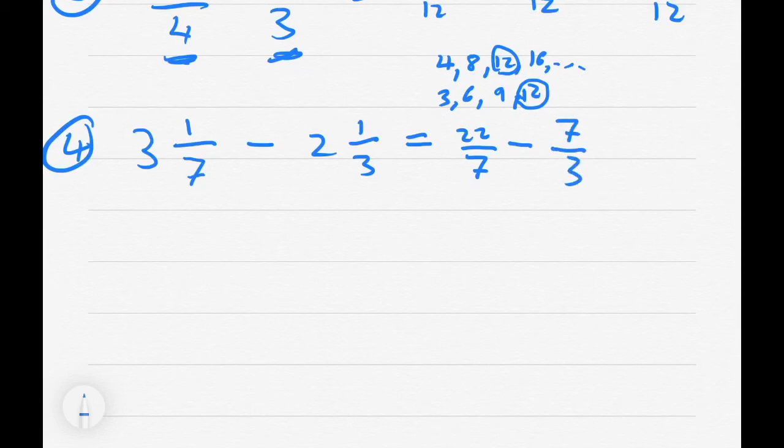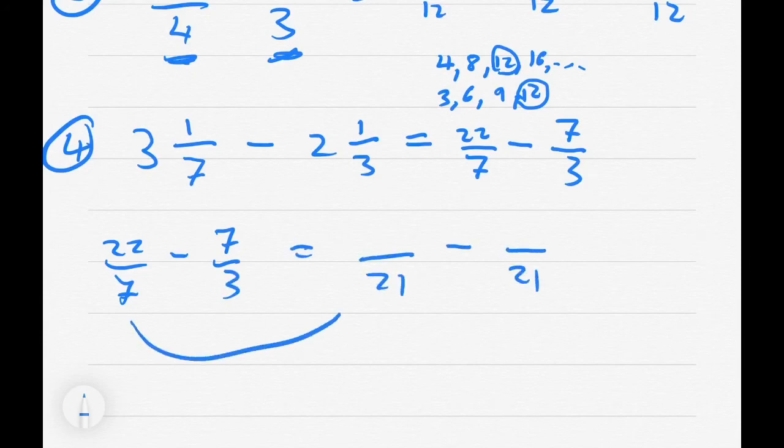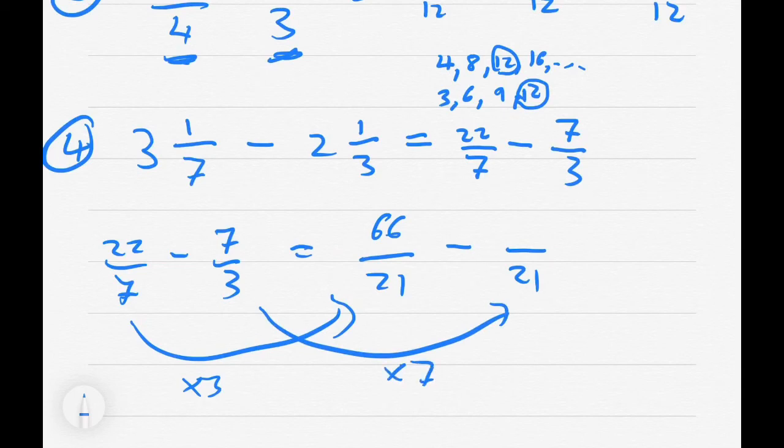Now the lowest common denominator: the denominators are 7 and 3. So the lowest common multiple of those two numbers is 21. So we need to convert them to be out of 21. So if I just do it down here, we want to convert 22 over 7, take away 7 over 3, and we're going to convert these out of 21 this time. Well, to get that to be 21, that's been times by 3. So I'm going to times 22 by 3, which is 66. And to get that to be 21, I've times it by 7. So I need to times this 7 up here by 7, which is 49. And 66 take away 49 is 17 out of 21.